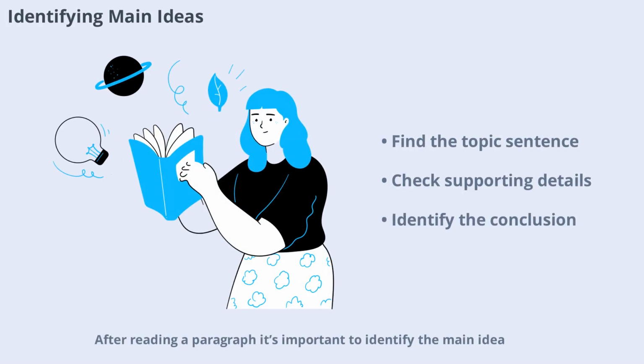After reading a paragraph, it's important to identify the main idea. Look for the topic sentence, usually at the beginning, and see how the other sentences support it. Check if the concluding sentence restates or summarizes the main point. This skill helps you understand and write better paragraphs.